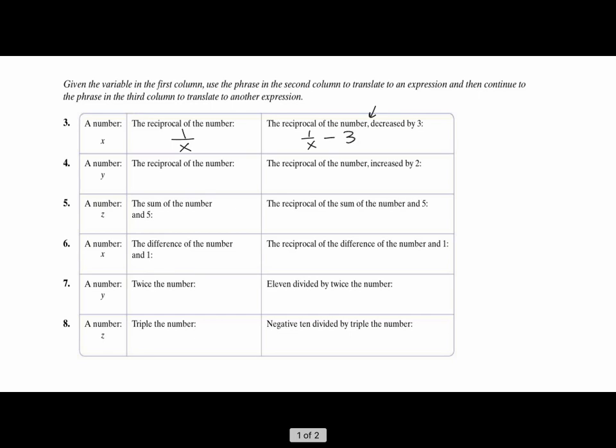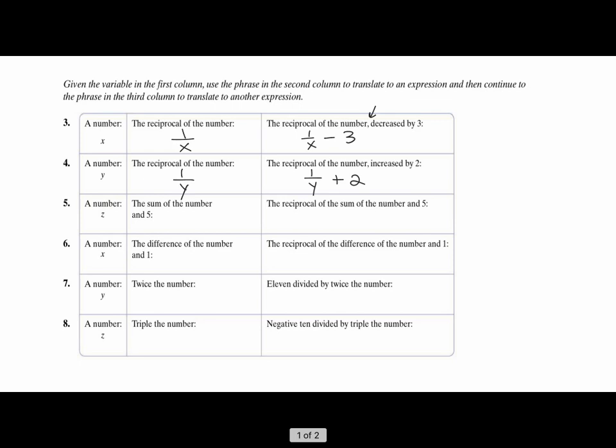For number 4, the number is y. So the reciprocal of y is 1 over y. And the reciprocal of the number increased by 2. So we do the reciprocal of the number and then separately increase that by 2.